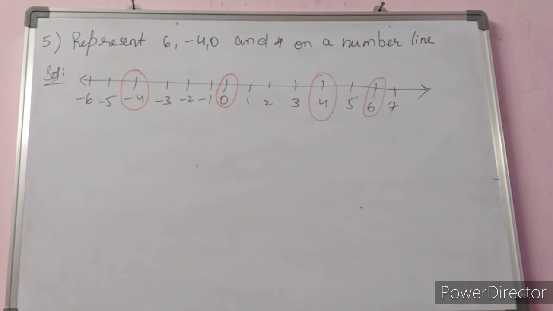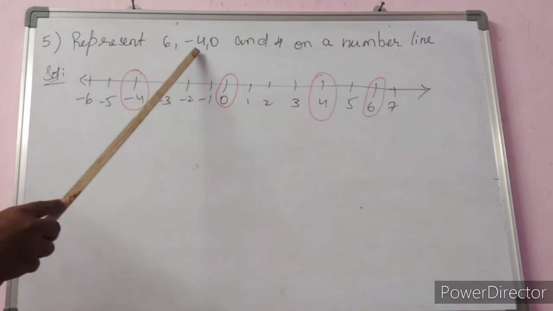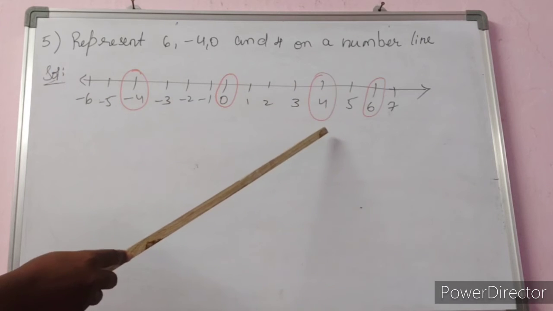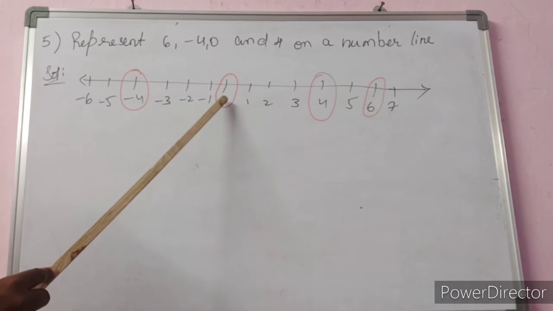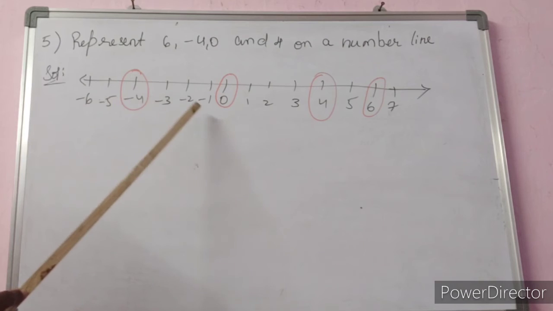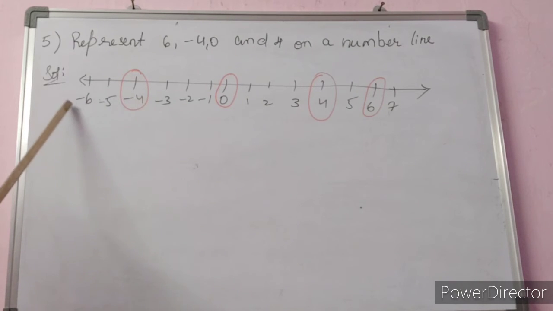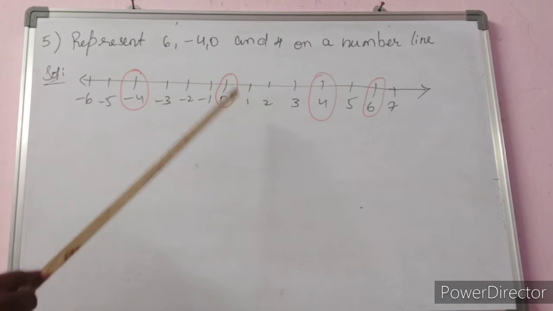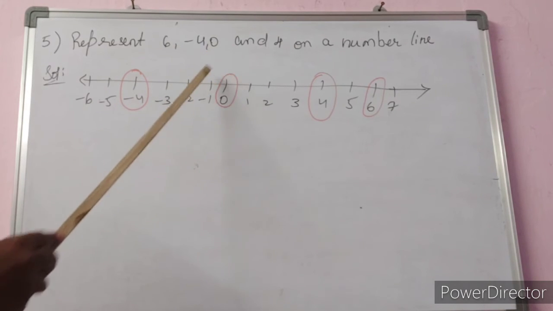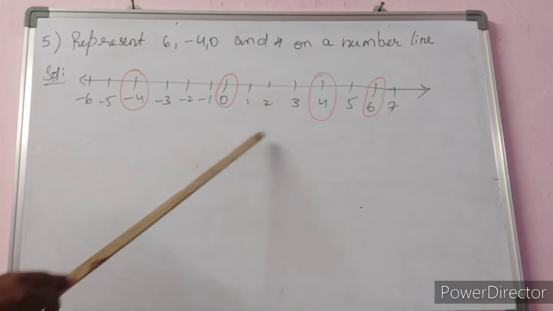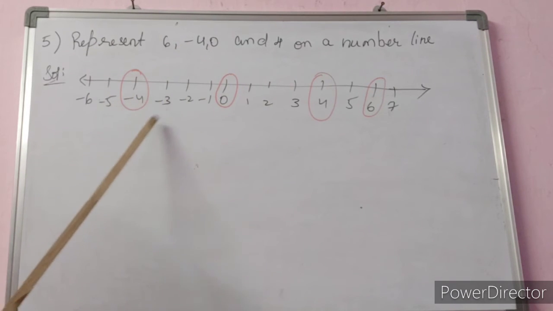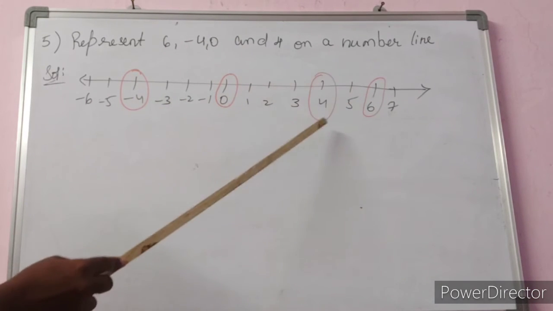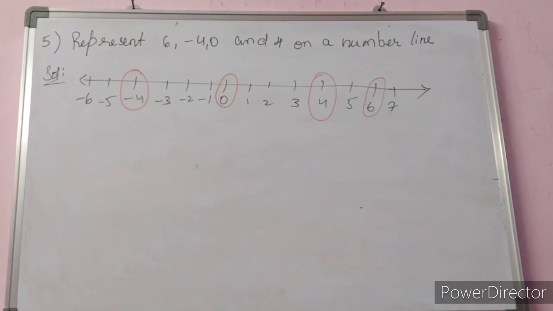And the next question is we have to represent 6, -4, 0 and 4 on a number line. So first we have to draw a number line. Then we write 0, and these are the negative numbers -1, -2, -3, -4, -5, -6. On that side 1, 2, 3, 4, 5, 6, 7. And to represent means to mark these numbers. So circle the 0, then circle -4, then circle 6 and 4. We have circled the 4 on the number line.